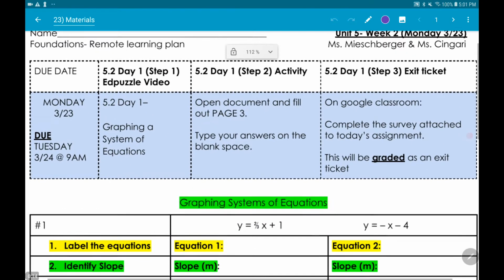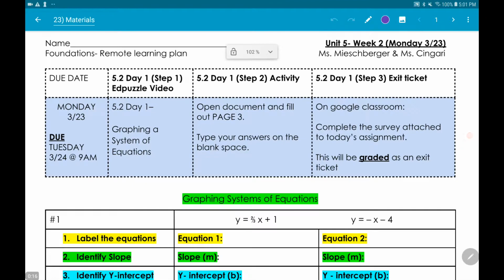All right, so here's how today's lesson is going to go. Same thing, we have 3 steps. So first we're going to start with this video. That's what we're doing right now. Your second step is going to be an activity, and I'm going to walk you through that because it's in this same document and it's on page 3. And then step 3 is going to be another exit ticket, and that is going to be a Google form, just like last week. All right, so let's get to it.